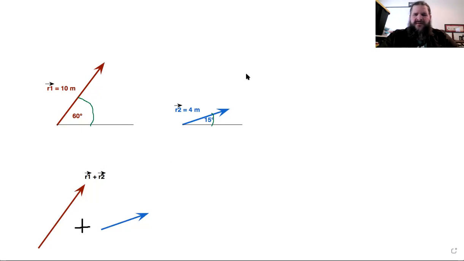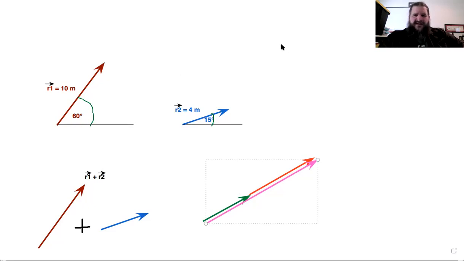Yeah, if you've got two vectors that are exactly in the same direction, let's say you've got this vector and this vector, and this one's 5 meters long and this one's 10 meters long, you would just add 5 plus 10 and get 15 meters in this direction. But that only works if they're in exactly the same direction, if they're parallel to each other.